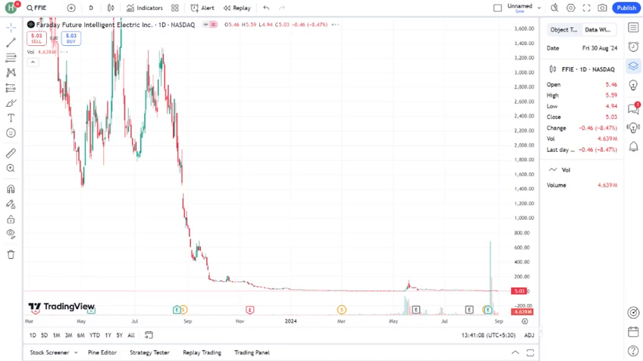Conclusion. So, is FFIE stock a buy? It really depends on your risk tolerance. If you're willing to take a gamble on a high-risk, high-reward play, FFIE could be worth considering. However, it's crucial to keep an eye on their production progress and financial stability over the next few quarters. If you're more conservative, you might want to wait until the company shows more consistent results.